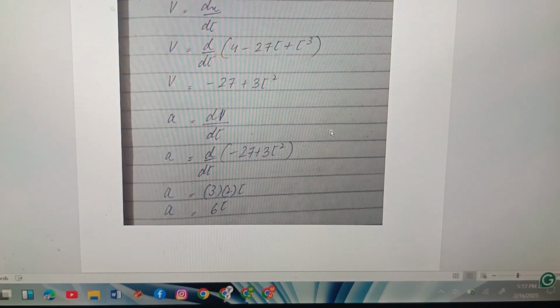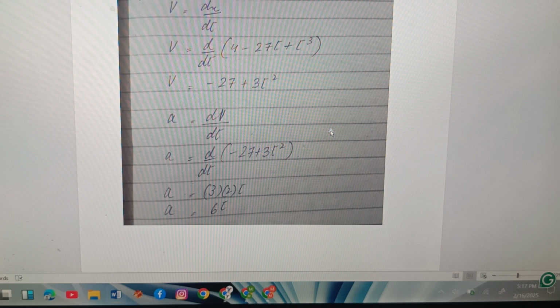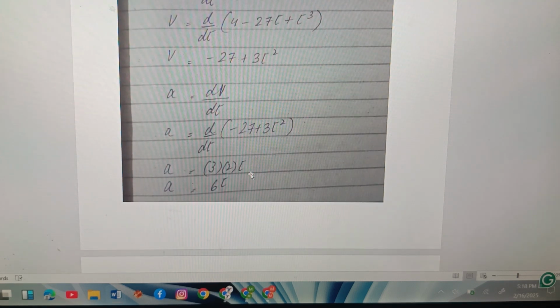Similarly, we will calculate the acceleration equation. The acceleration is equal to the rate of change of velocity. Now we have calculated the equation of velocity. We will use that equation and take the derivative, and from there we will get our acceleration, which will be equal to 6t.